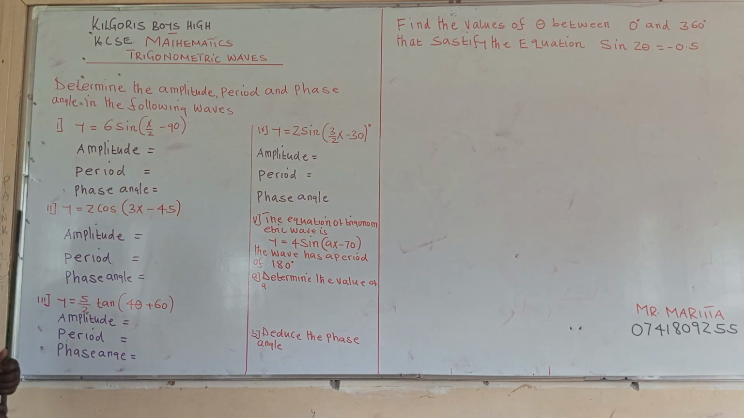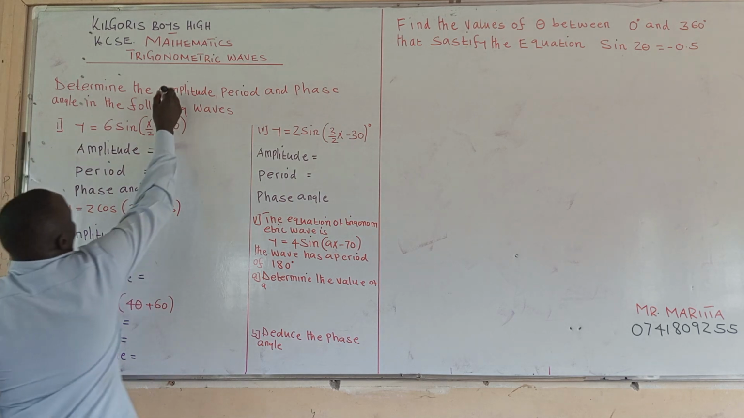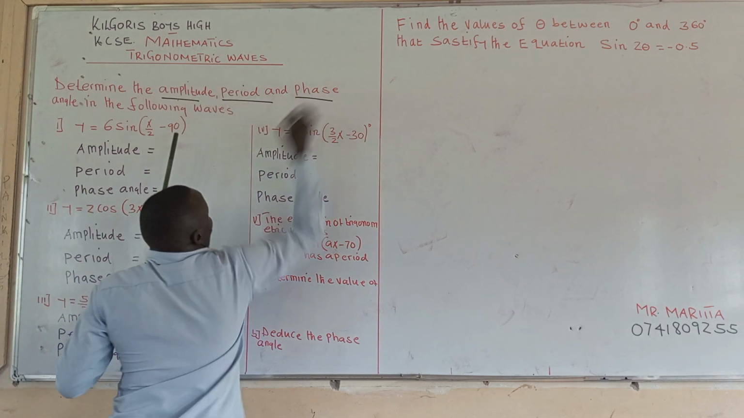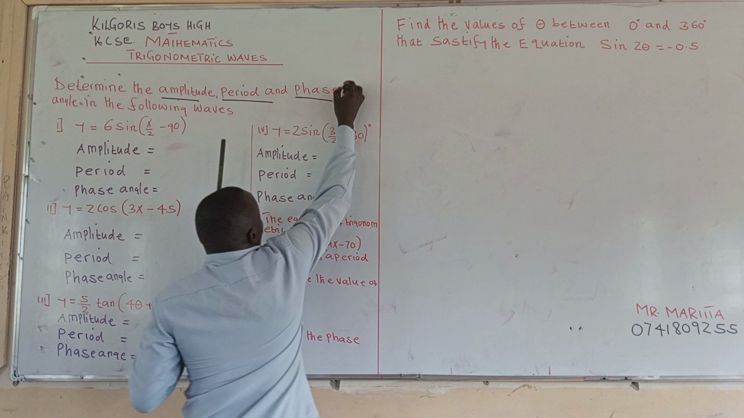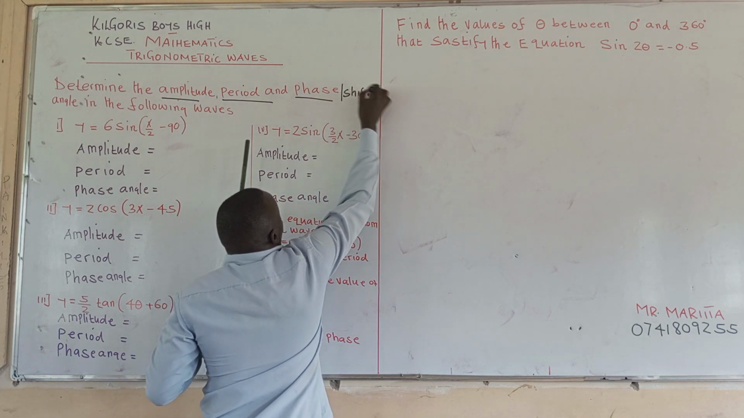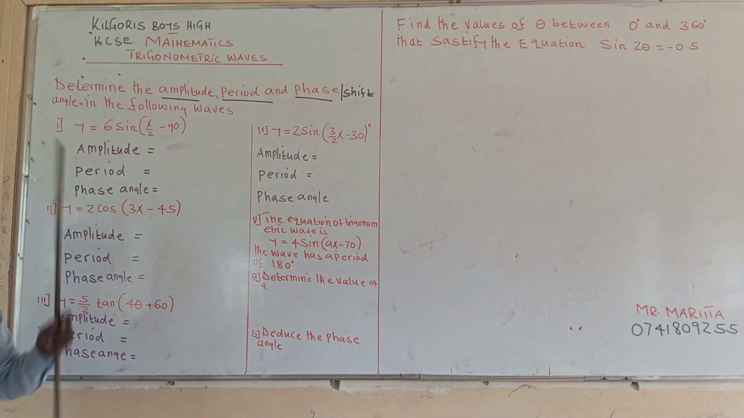So how do you get the amplitude? In this case, you are supposed to find the amplitude, the period, and the phase angle. Phase angle sometimes is called shift. This one is called shift angle. This is the easiest question ever in the world.